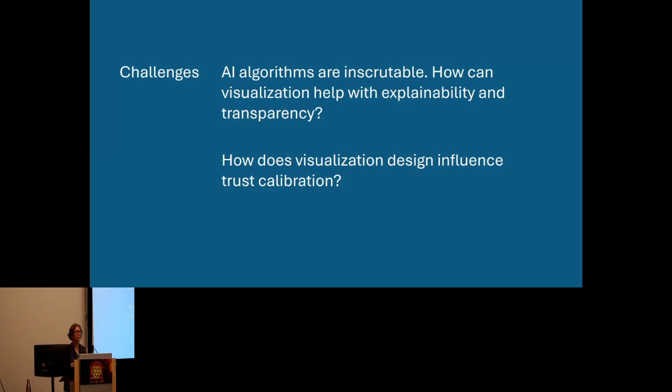The key problem here is that many AI algorithms are inscrutable. And then the question becomes, well, how can we deal with that? And what are the ways in which visualization can expose some transparency so that we can understand what's going on? Moreover, AI algorithms are not always trusted and shouldn't always be trusted. And I think that visualization can play a role here in helping the user calibrate their trust.